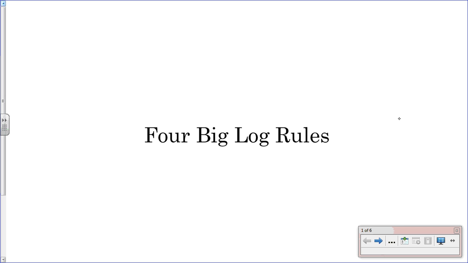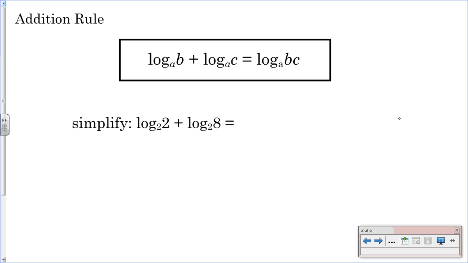The first rule we're going to go over is the addition rule for logs, which says if you have log base A of B plus log base A of C, that equals the log base A of B times C. So when you add them and they have the same base, you can multiply together what you're taking the log of, and it'll be the same as log base A of B times C.